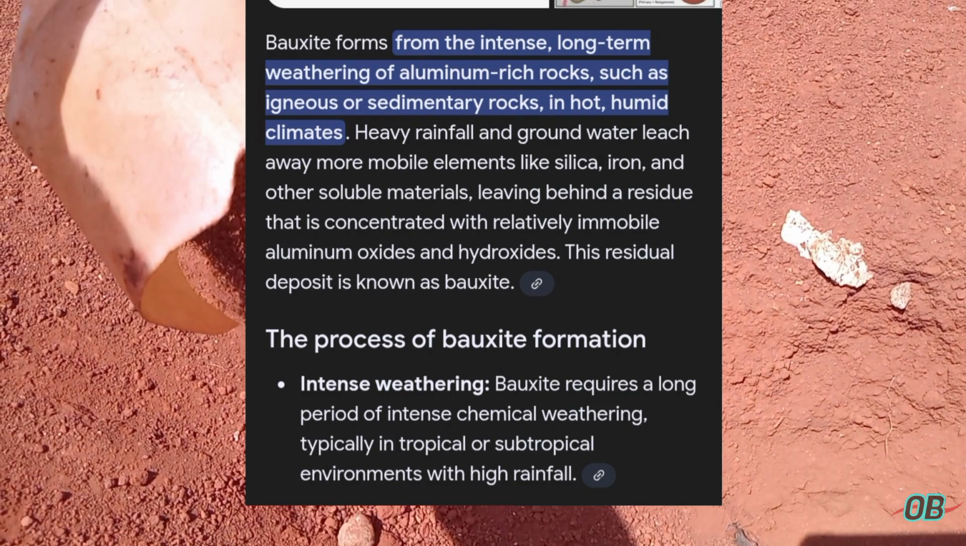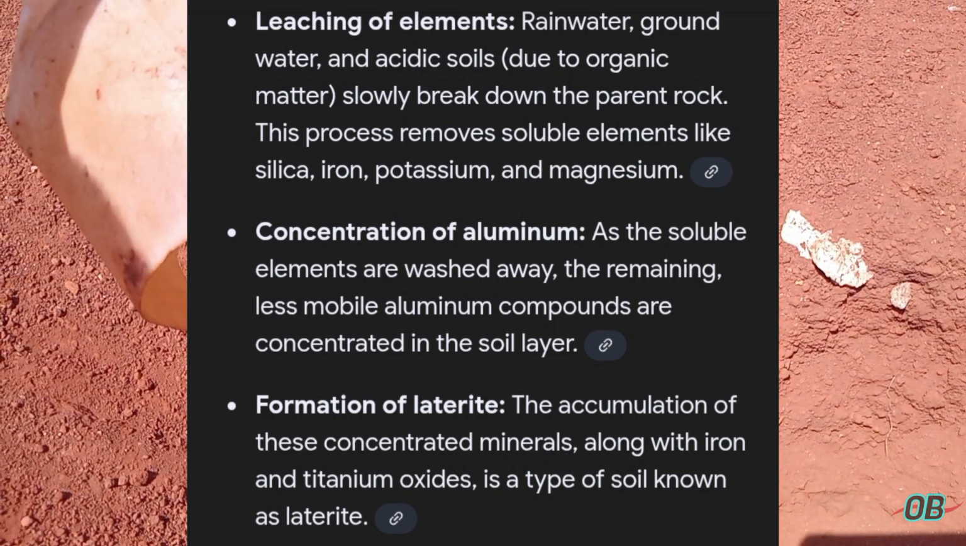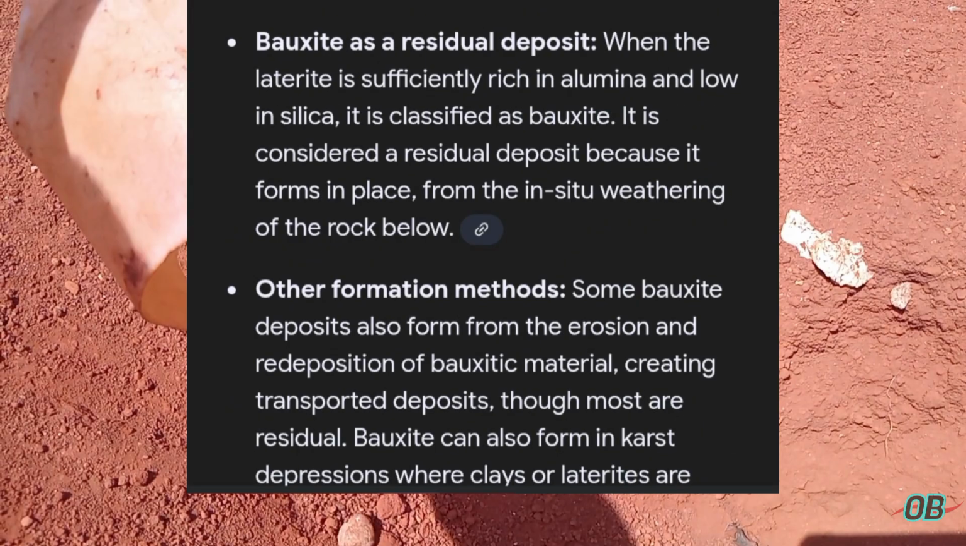Note this description of bauxite's genesis from Google AI. Bauxite forms from the intense long-term weathering of aluminum-rich rocks such as igneous or sedimentary rocks in hot, humid climates. It goes on to highlight some of the key processes for bauxite formation, including the residual accumulation of the bauxite as a result of leaching of minerals such as silica-related minerals. Mention is also made of bauxite's formation in depressions within karst environments.